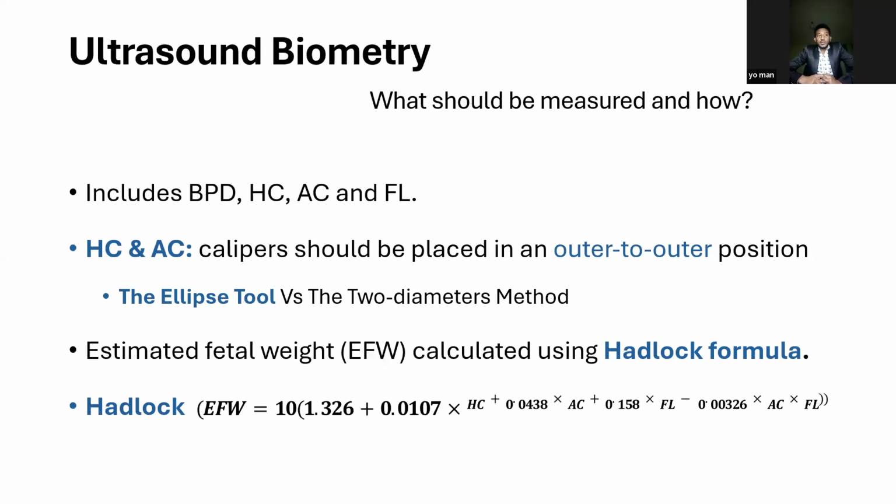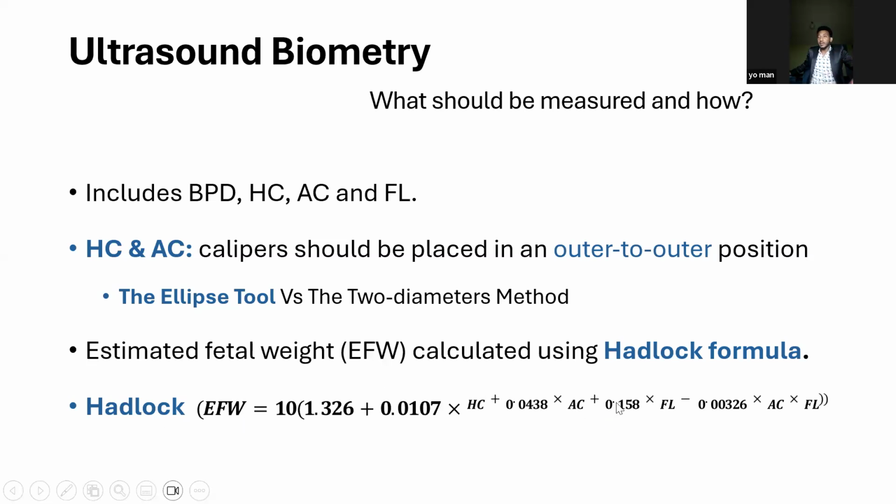International guideline using Delphi consensus suggests that the best formula is the Hadlock formula, which accompanies the AC, HC, and FL only. So from this formula, I think this is Hadlock 3 formula. Hadlock has 5 formulas: 1, 2, 3, 4, and Hadlock only.